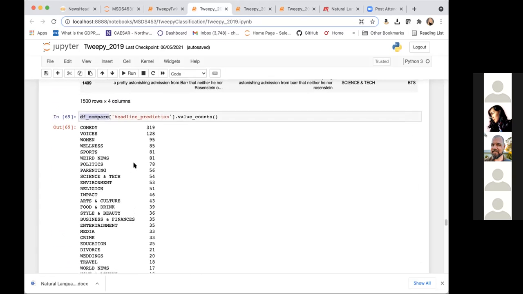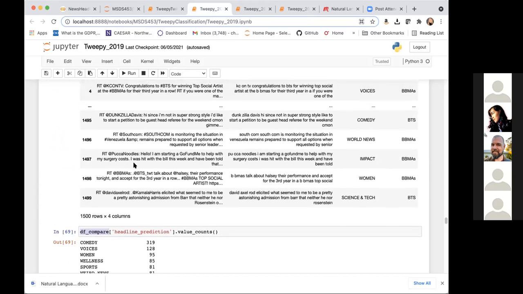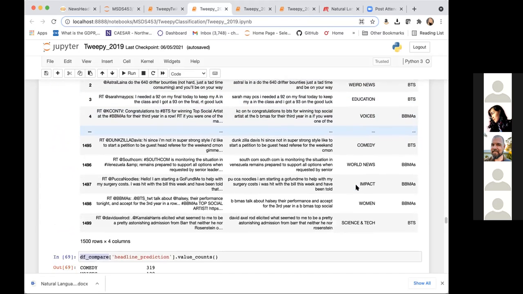Okay, so then I took the tweets and I put them into those news headline categories. I showed you this a little bit before. It shows the original tweet, the clean tweet, the headline prediction based on that Kaggle data set, and then the label predicted based on the hashtag that was predicted for each one. So the headline prediction worked out pretty well when I looked.